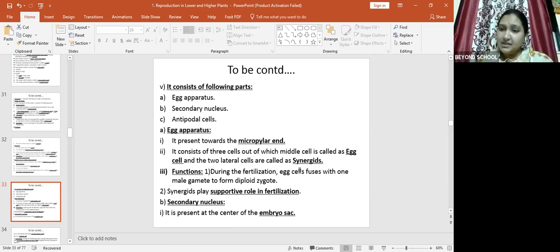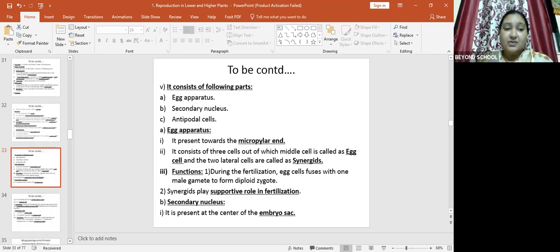How many male gametes are present, Siddhant? Two, right? Now, this egg cell is going to fuse with one male gamete. It will form a diploid zygote. Therefore, what is the role of the synergid? The role of the synergid is that it provides nourishment and gives support during fertilization to the egg cell.